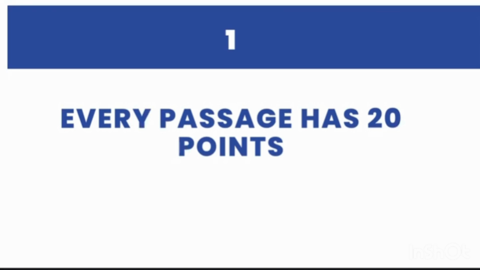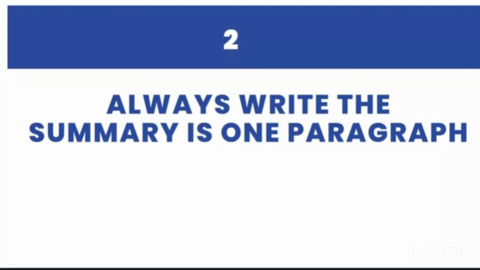Hint number 2: always write the summary in one paragraph. How do you know that this is a paragraph? We make a paragraph by indenting. The first line of your paragraph must be indented. You leave a gap or a space between the imaginary line and the first letter of your first sentence. That is what you call indenting. When you do that, then you have made a paragraph. Do not make another paragraph. You must write the summary in one paragraph, always.